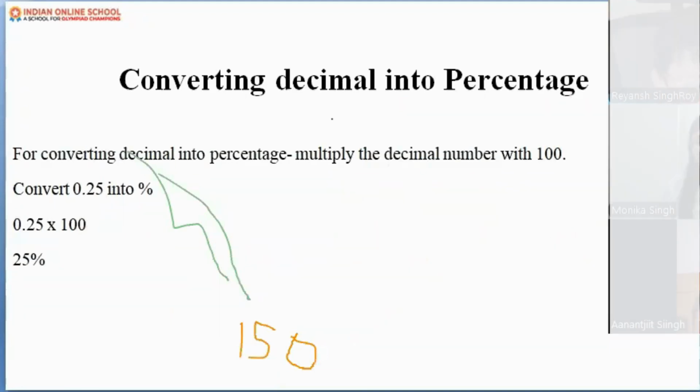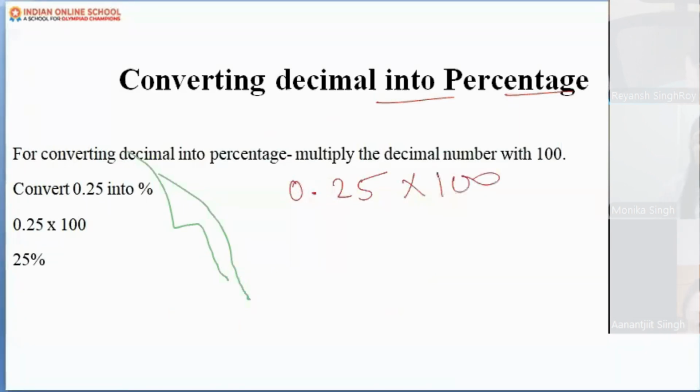Converting decimal into percentage. Now we have to do the reverse. We have to convert decimals into percentage. Again, we have to multiply it by 100, and place the decimal two digits to the right. We get 25%.